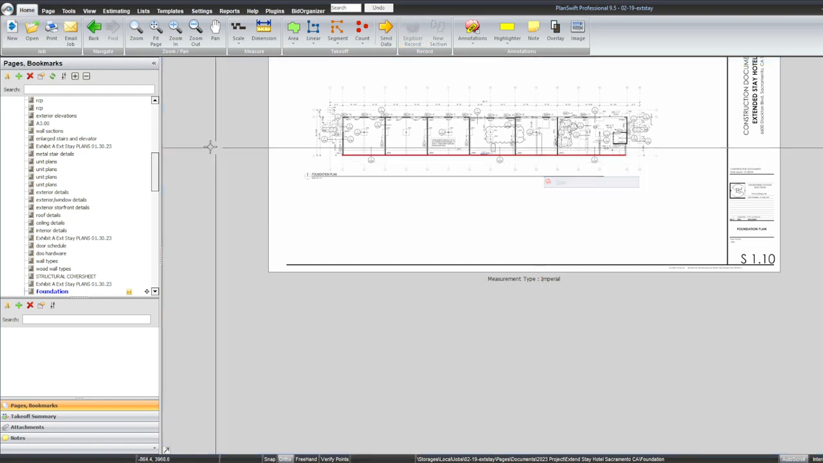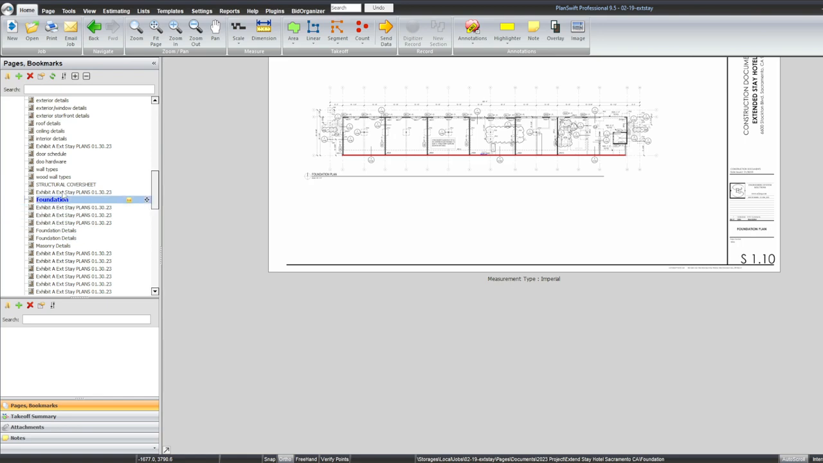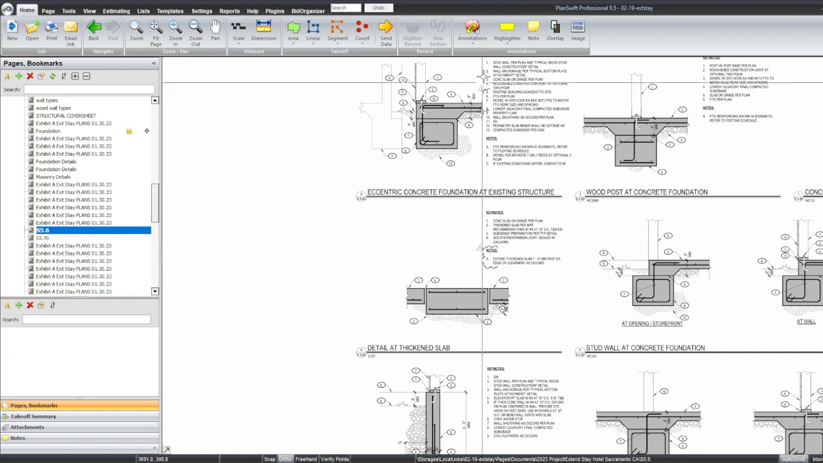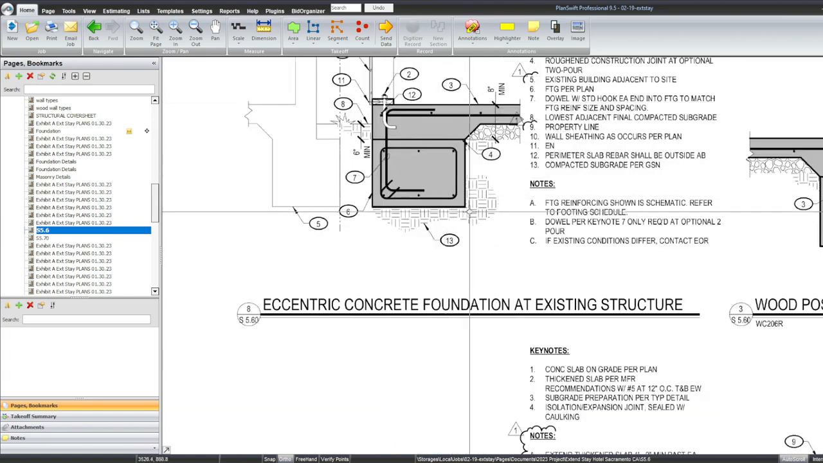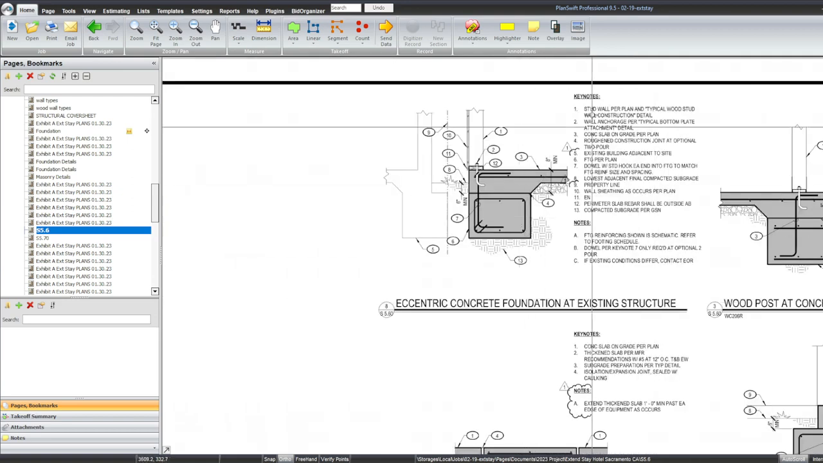186. So we have 186 linear feet of this. Footing reinforcing shown is schematic, dial per keynote 7, only required at optional 2, existing conditions differ. Contact engineer of record.